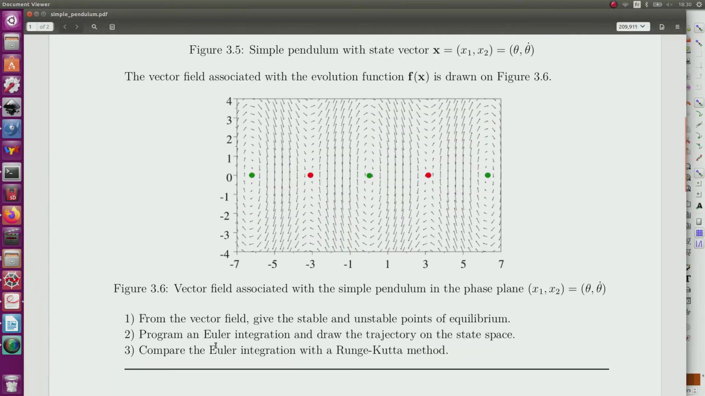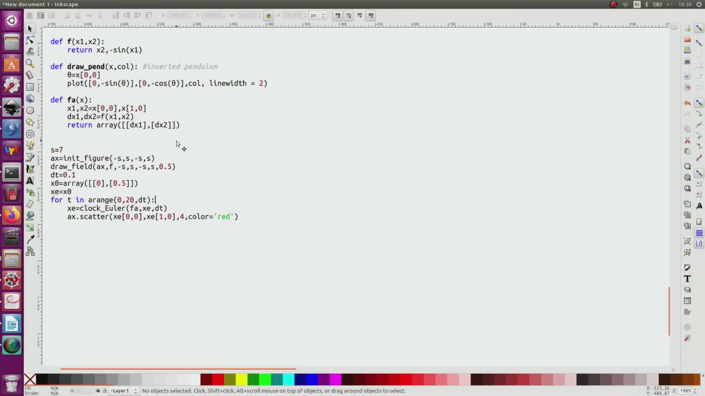Question number 2. I have to program an Euler integration and to draw the trajectory on the state space. Then I will have to compare with the Runge-Kutta integration scheme in question number 3. For this I propose to use a Python program.